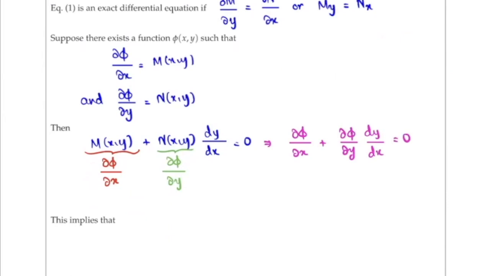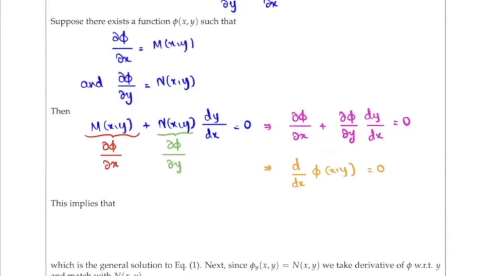And from here, remember that the left-hand side is actually the derivative of phi of x comma y, and then we use the chain rule to arrive at this expression. So this can be written as d/dx of phi of x comma y equal to 0. When you take the derivative of a function and it is equal to 0, then the function is a constant. So phi of x comma y is equal to a constant, and I call it capital C, where C is just an arbitrary constant.